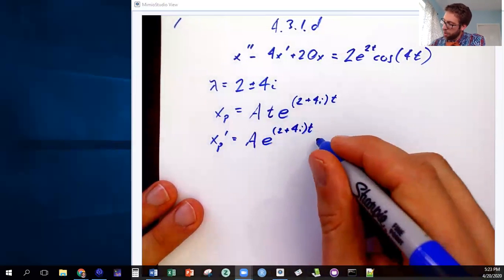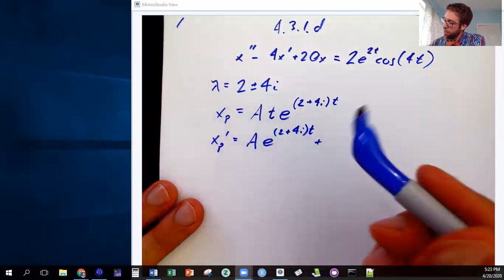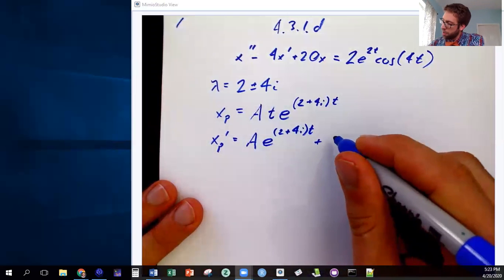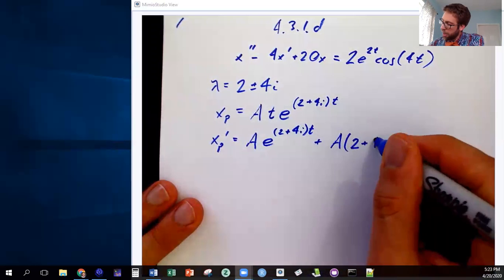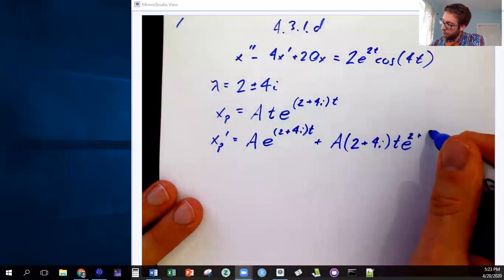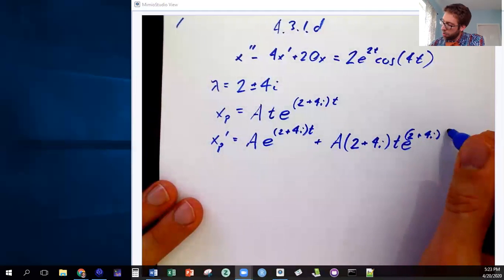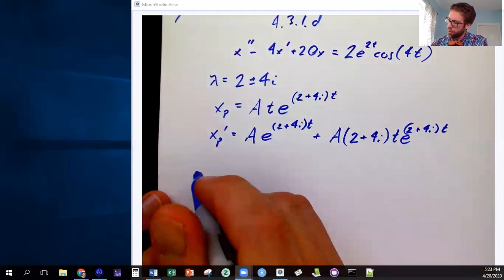Okay, then x_p prime equals, you have product rule here, so a times e to the (2 plus 4i)t, plus, so I did the derivative with respect to t, and then I'll do the derivative with respect to that. So plus a times (2 plus 4i) t e to the (2 plus 4i)t. Okay, and then nothing really to simplify here.